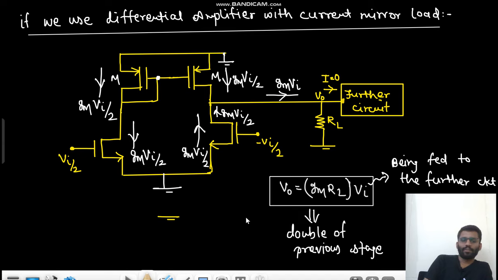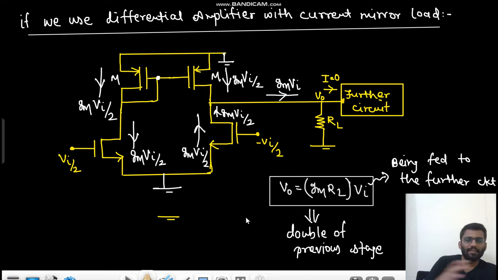So what do you think this will generate? This phenomenon will generate a single stage op-amp. In an op-amp we have two inputs, Vi plus and Vi minus, and only a single-ended output. Till now we were dealing with two inputs and two outputs. Now we have two inputs and a single-ended output. So this is a single stage op-amp. This is not the complete circuit, but this is how we get to the single stage op-amp.